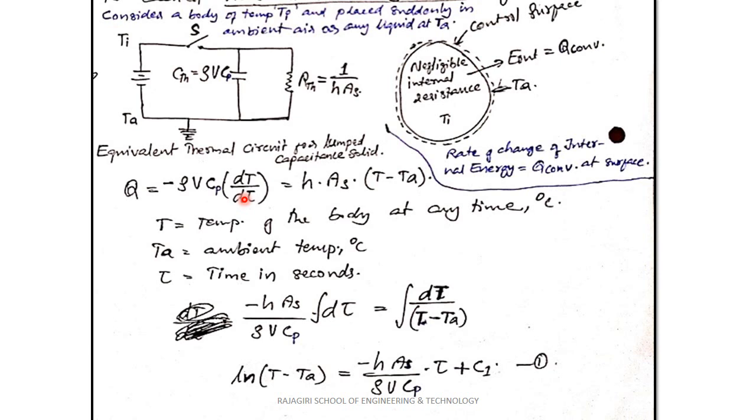Here we have two variables. The temperature is varying with respect to time. So let's rearrange the equation and apply the integration. We will get minus h As by rho V Cp, all are constants, into integral d tau, that is the variation of time, equal to integral dT by (T minus Ta). So we will get ln of (T minus Ta) equal to minus h As tau by rho V Cp plus the constant of integration. Let's call this equation number 1.